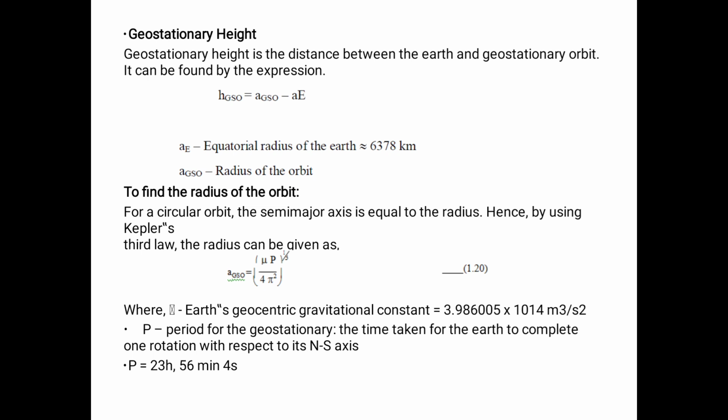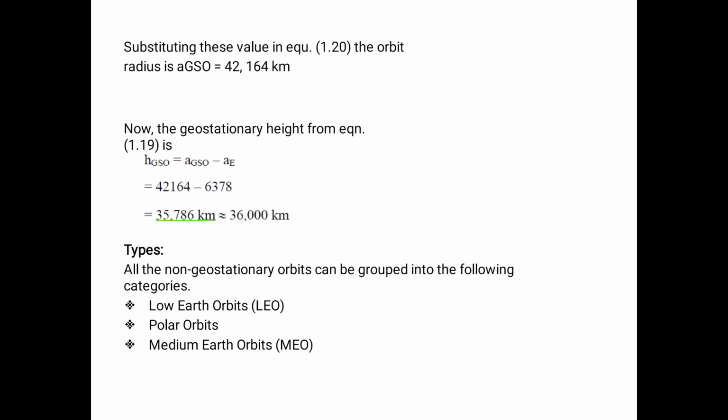Geostationary height. Geostationary height is the distance between the Earth and the geostationary orbit. It is found that h_GSO is equal to a_GSO minus a_E, where a_E is the equatorial radius of the Earth and a_GSO is the radius of the orbit. To find the radius for a circular orbit, the semi-major axis is equal to the radius. Hence, by using Kepler's third law, the radius can be written as a equals the cube root of mu P squared by 4 pi squared, where mu is the Earth's geocentric gravitational constant and P is the period of the geostationary orbit, the time taken to complete one rotation about its axis. P is equal to 23 hours 56.4 minutes. Substituting the values, a_GSO is 42,164 kilometers. Now the geostationary height from the equation h_GSO equals a_GSO minus a_E, you will get about 36,000 kilometers.